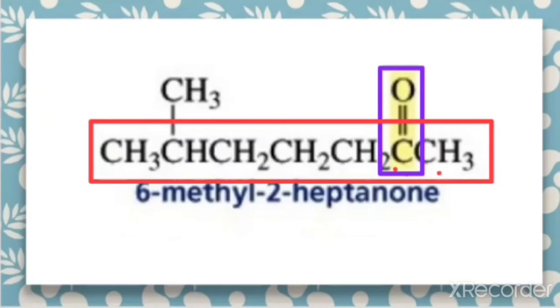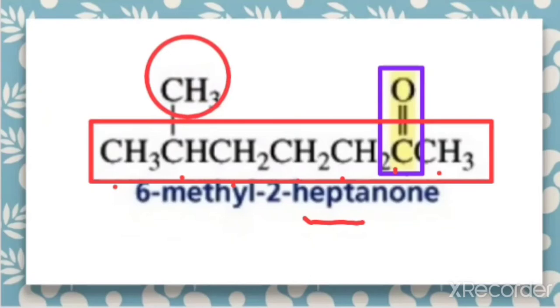That is 1, 2, 3, 4, 5, 6, 7. Therefore, 7 means we have to use the word root hept. Now look at here, hept, and there is one substituent also. That substituent is nothing but the methyl group. That is on which carbon?